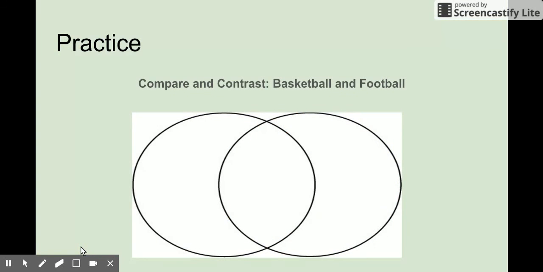Now, what I want you to do really quickly is I want you to compare and contrast the sports of basketball and football. I have created a Venn diagram for you here, which you won't be able to actually type on, but I want you to think about it, or grab a sheet of paper, pause the video, and compare and contrast football and basketball. See if you can come up with at least 5 differences and at least 3 similarities. Okay? Go ahead and do that really quickly.